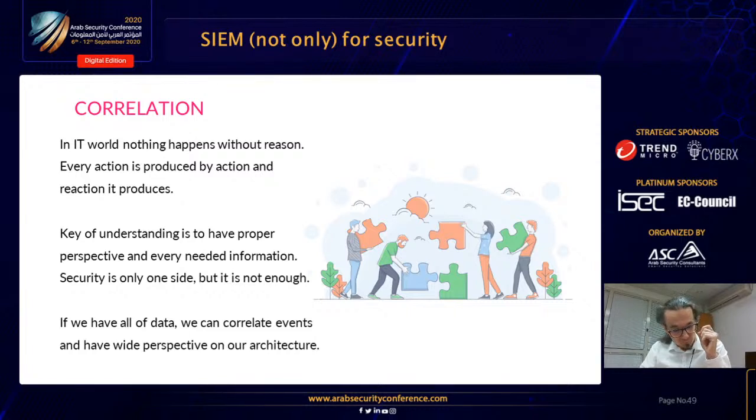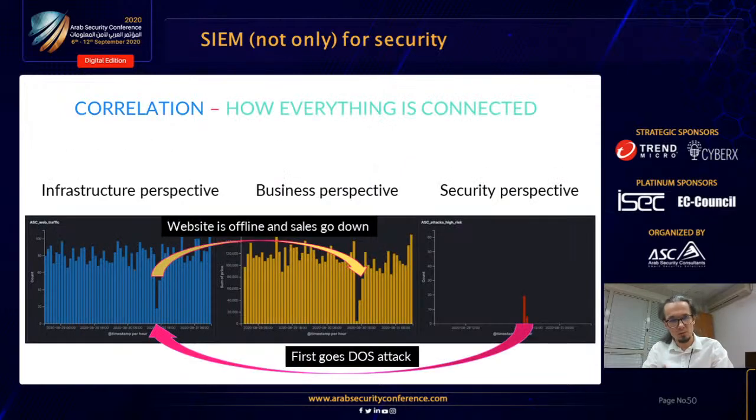And the key to understanding the correlation is having the whole wide perspective. So we are not looking at one aspect. We are not looking at, for example, only the web server. We are looking at the databases and everything else. And the security aspect is only a part of this whole puzzle of perspective. We have to have a whole view of everything within the infrastructure, then we can correlate it.